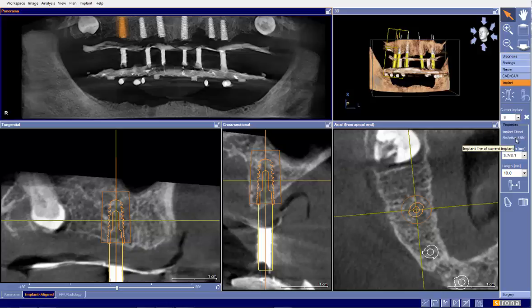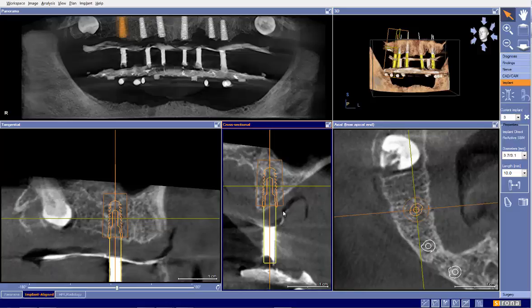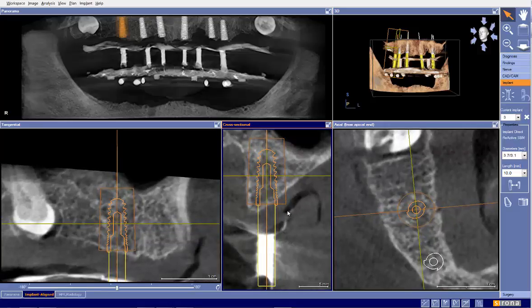So it looks like these are planned for Implant Direct reactive implants, which is a Zimmer connection with a legacy. It's just a Zimmer connection on their reactive implant from Implant Direct, with a slightly more aggressive thread. So based on this plan right here, my only comment would be that this implant is sticking out right here just a bit.